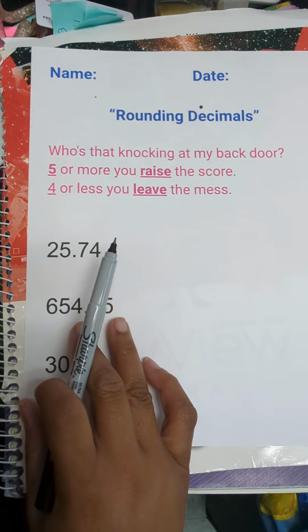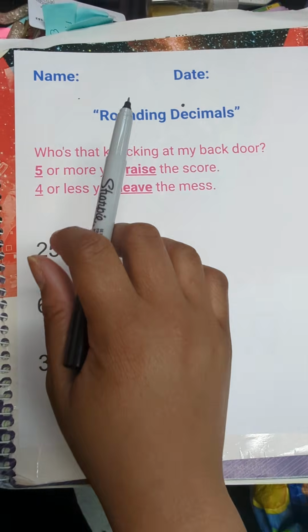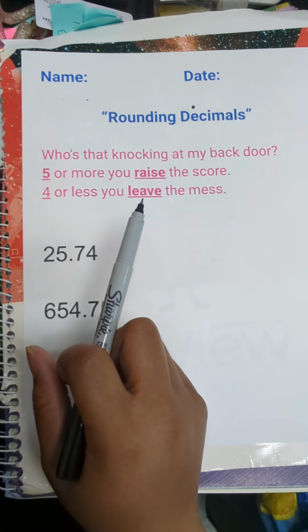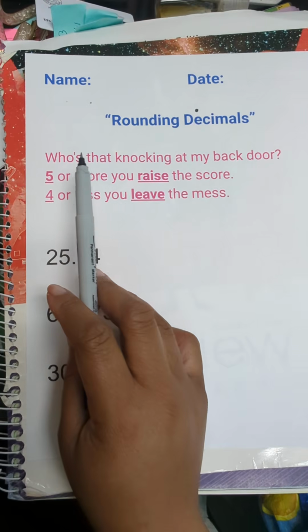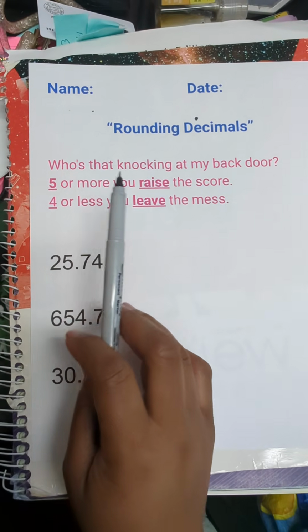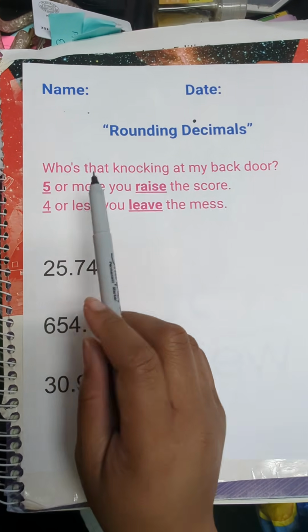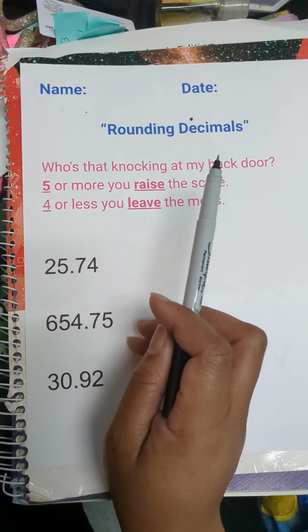If you need to stop and rewind the video and replay so that you can remember the song or copy it down, please do so as many times as you need to, okay? So let me explain what this means. When you're rounding to a certain place value, you want to ask yourself who's knocking at the back door.